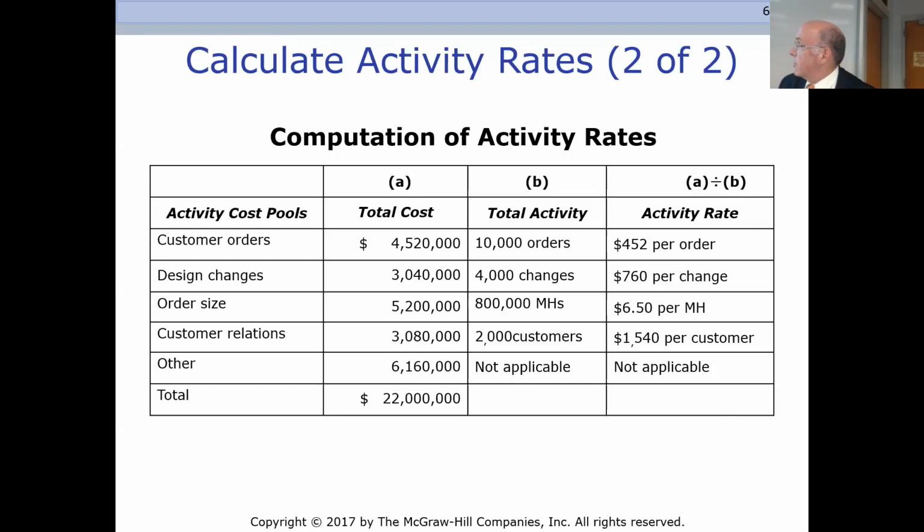Are you saying that not all customers cost you $452? Yeah, this is only an average, right? Some customers might cost a lot more.